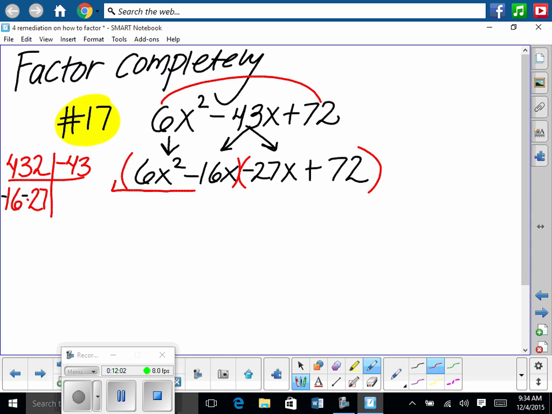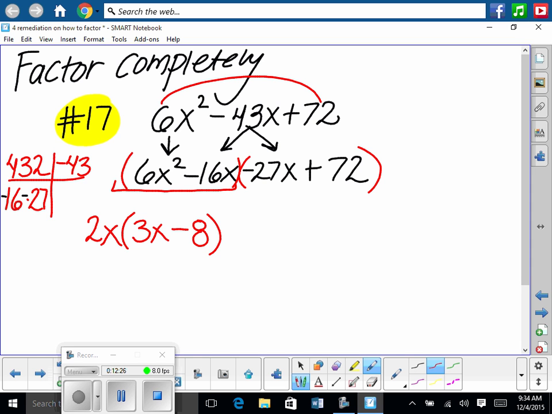Then we look in each group and see what there is in common. In fact, the greatest thing in common. So in 16x squared and negative 16x, we're going to pull out positive 2x. Everybody's good here? So then left is 3x minus 8. Is everybody good? So far, so good.